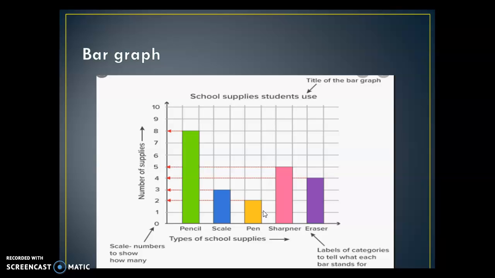So by looking at this bar graph, we can easily read out that the number of supplies for pencil is 8. The number of supplies for scale is 3. Likewise for pen it is 2. Sharpener it is 5. And eraser it is 4.